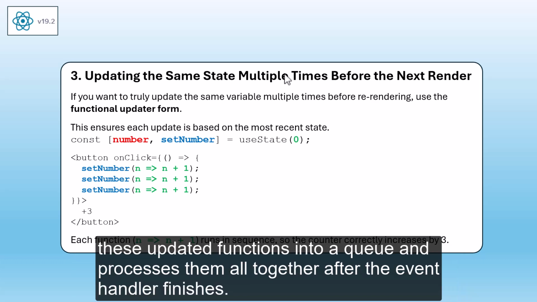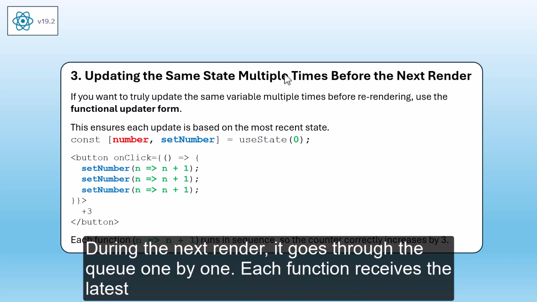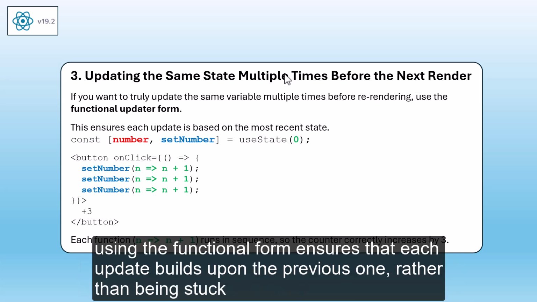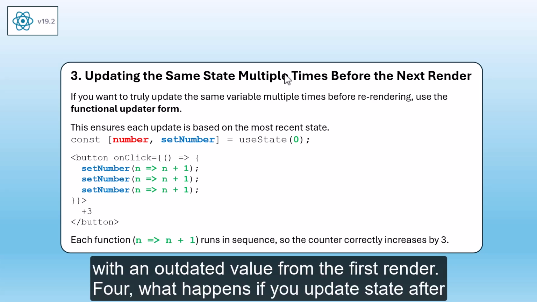React collects these updater functions into a queue and processes them all together after the event handler finishes. During the next render, it goes through the queue one by one. Each function receives the latest value and returns a new one, until React arrives at the final state. This is why using the functional form ensures that each update builds upon the previous one, rather than being stuck with an outdated value from the first render.